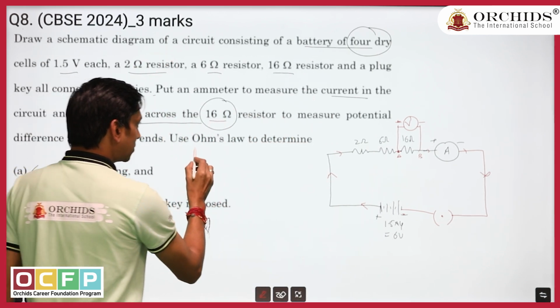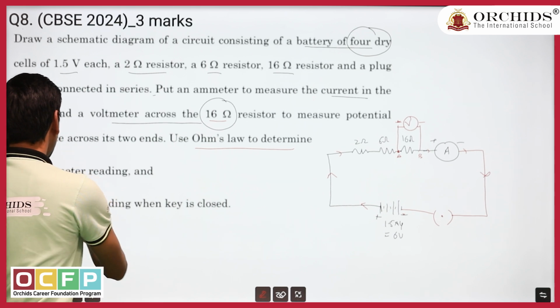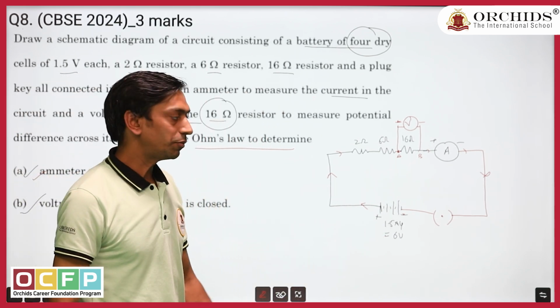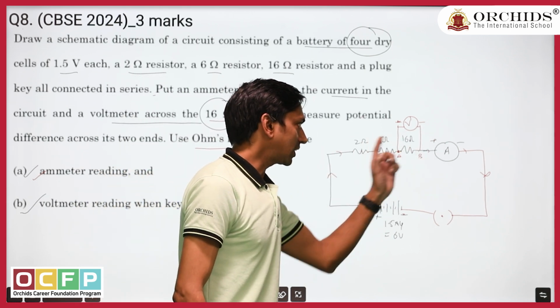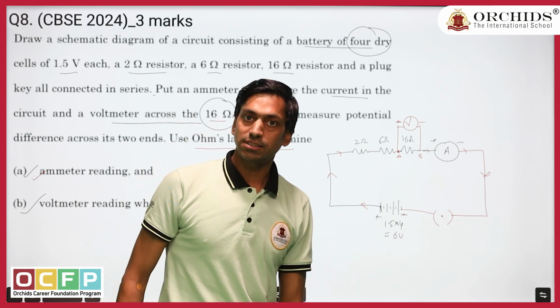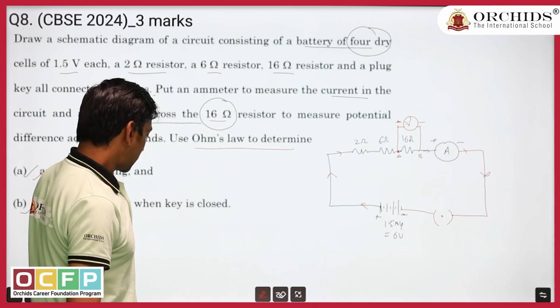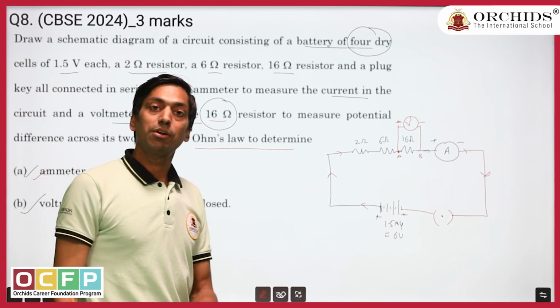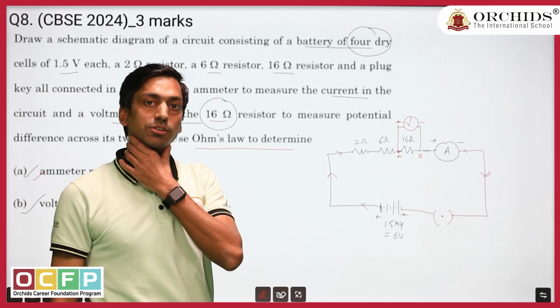Now the second part of the question is, using Ohm's law, we have to determine the ammeter reading. Now we know the overall voltage. Now we have to calculate the ammeter reading. So whatever current is flowing through the ammeter, that same current is flowing through each resistor. So to calculate the overall current flowing through the circuit, we need to calculate what? Overall resistance of the circuit.